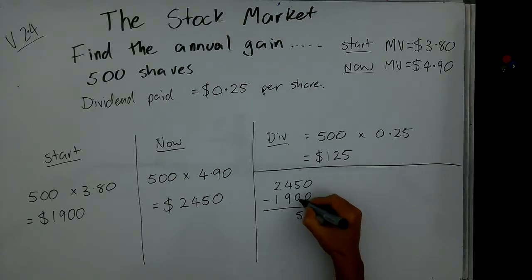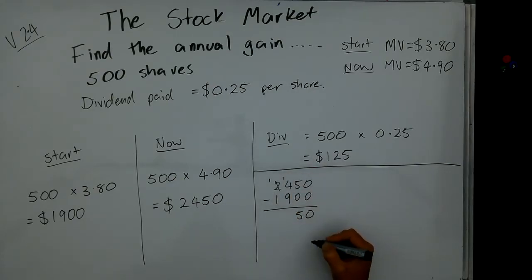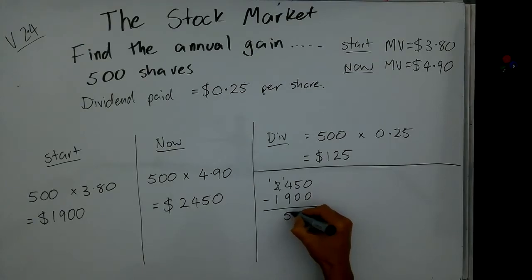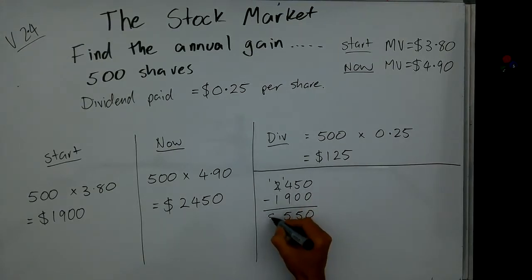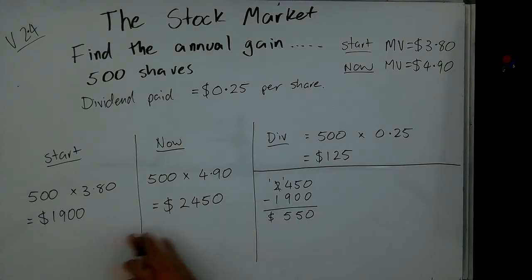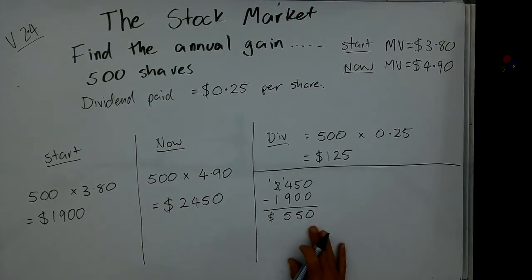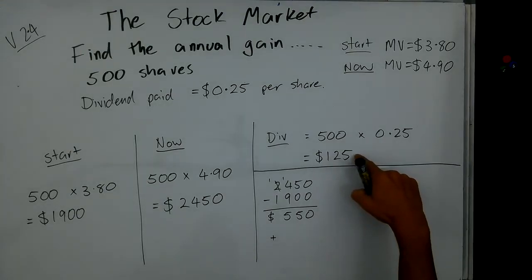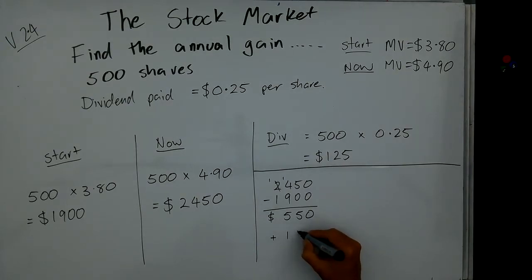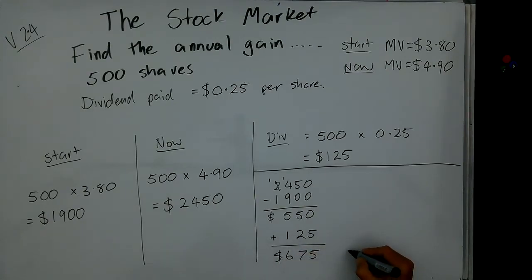0, 5, 9, 14, 5. So the gain in market, just in market value, $550. But then we're also going to add on the dividend that was received because the company earned some money. So we've got 6, 7, 5 annual gain.